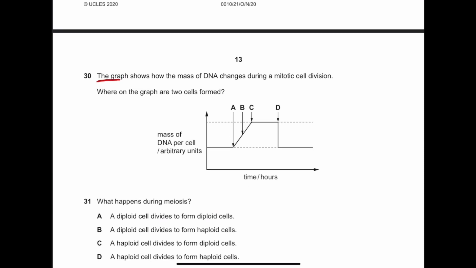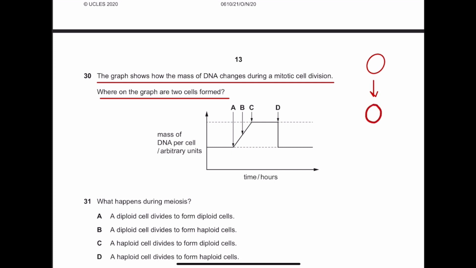Number 30. The graph shows how the mass of DNA changes during a mitotic cell division. Where on the graph are two cells formed? So, mitosis happens after the cell replicates its DNA. Okay, so this is called mitosis, but in order to happen, DNA has to become replicated. So this is mitosis.